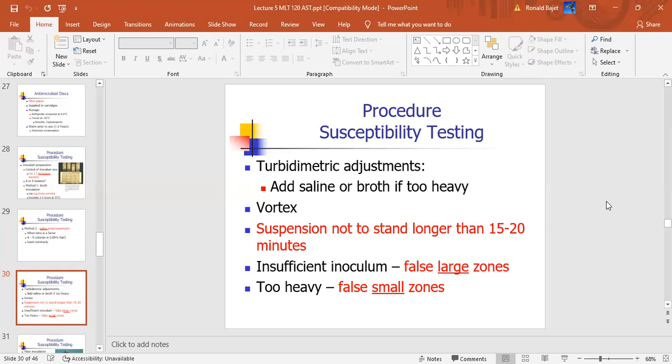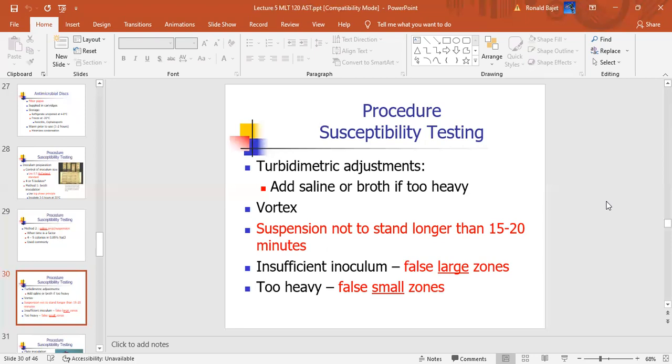So this is a 0.5 McFarland. If your suspension equals like a 0.1 or 0.2 McFarland, where it's too light, then your zone sizes will be falsely large. If you think about it, you don't have enough organisms, therefore the zone size will be large. It's going to appear that the antibiotic is stronger than the amount of organism there, so you'll have large zone sizes.